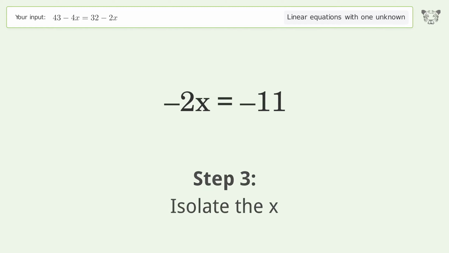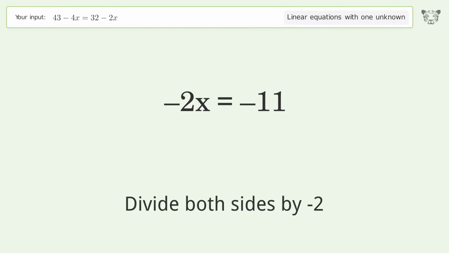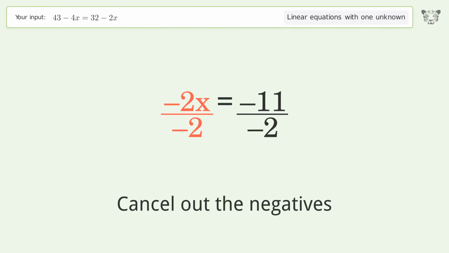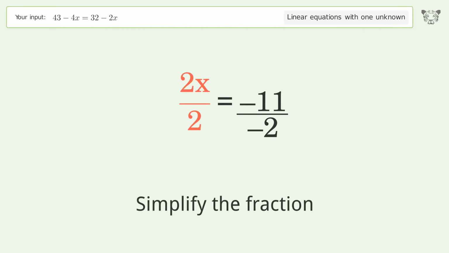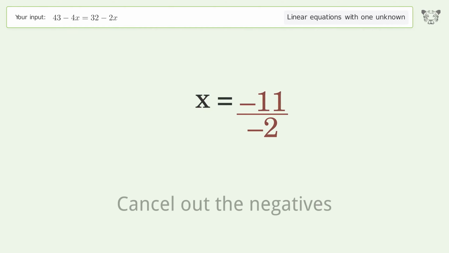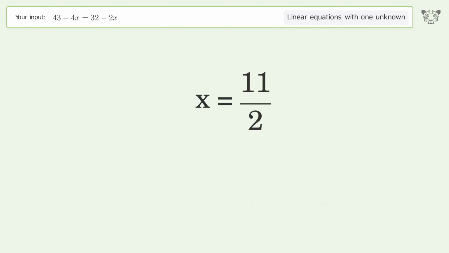Isolate the x. Divide both sides by -2. Cancel out the negatives. Simplify the fraction. Cancel out the negatives. And so the final result is x equals 11 over 2.